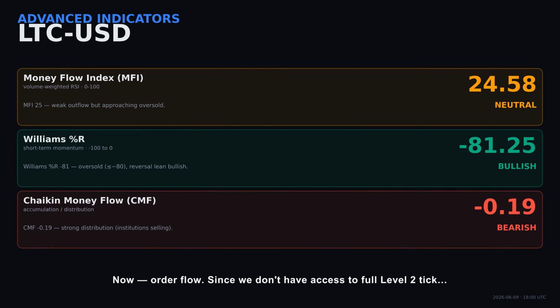Money Flow Index, the volume-weighted RSI, reads 25, signal neutral. Williams %R is at 81, bullish. Chaikin Money Flow reads 0.119, bearish. Together, these 3 confirm whether the volume's actually backing the price move or whether it's just speculative noise.